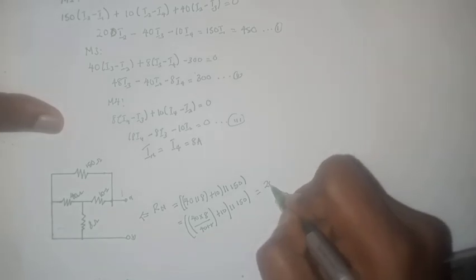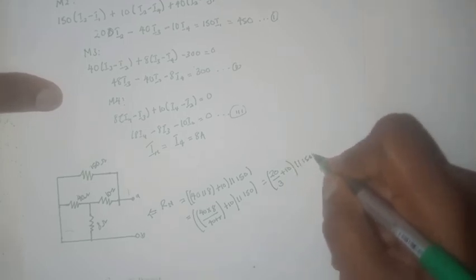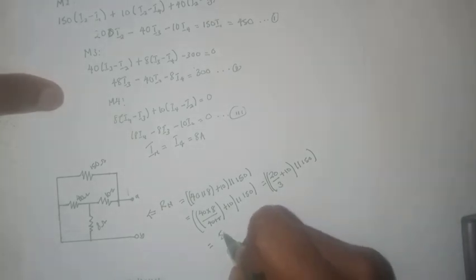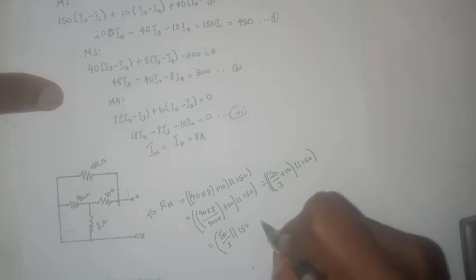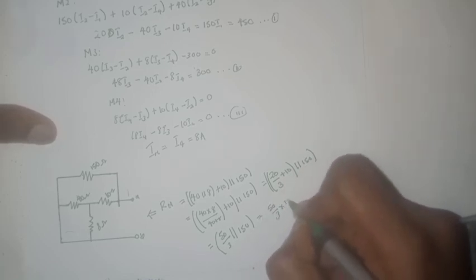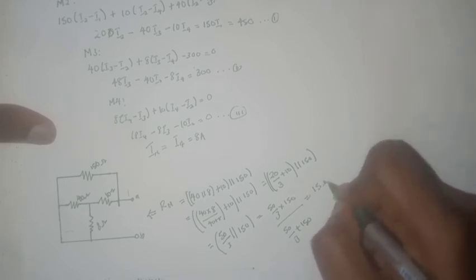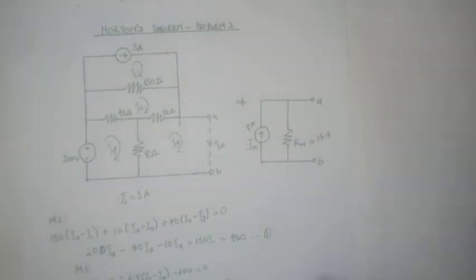This would be equal to 20 over 3 plus 10, close bracket, all in parallel with 150. Then this would be equal to 50 divided by 3 in parallel with 150 ohms. If they are in parallel, we would have 50 divided by 3 multiplied by 150, divided by 50 divided by 3 plus 150, and this would be equal to 15 ohms. So we know that the value of R_N is 15 ohms. We can just put it in here that I_N is 8 amperes and R_N is 15 ohms. And this is the Norton equivalent of the circuit.